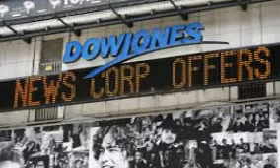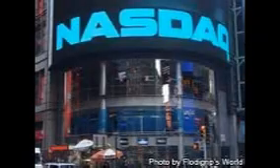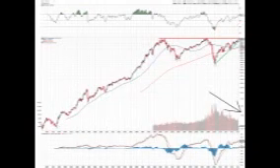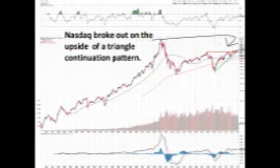The Dow Jones Industrial Average, NASDAQ Composite, and the S&P 500 Index are showing uptrend triangle continuation patterns, which are continually showing signs of breaking out on the upside, or have broken out on the upside and are starting new uptrends. The NASDAQ has already broken out on the upside, while the Dow Jones Industrial Average and the S&P 500 Index are breaking through their resistance lines.